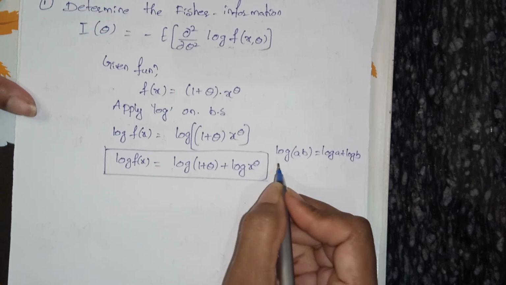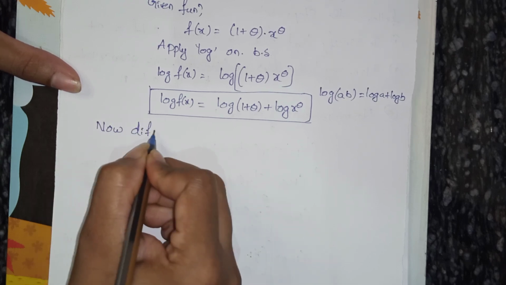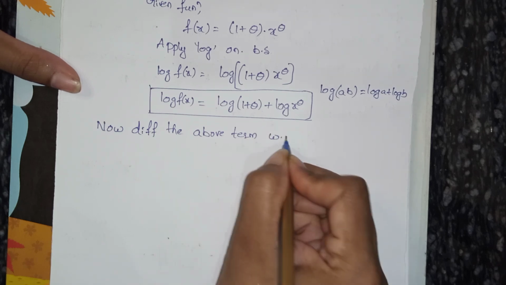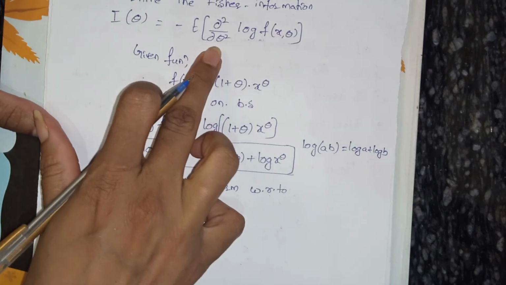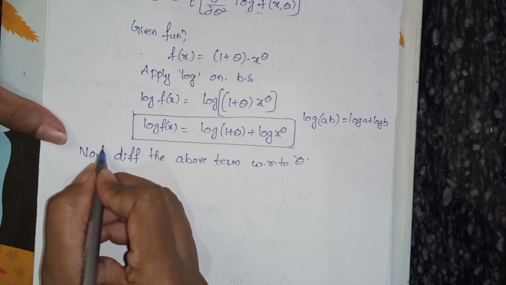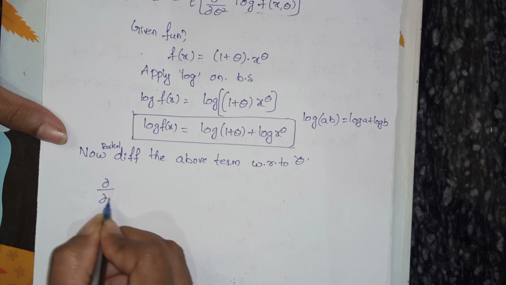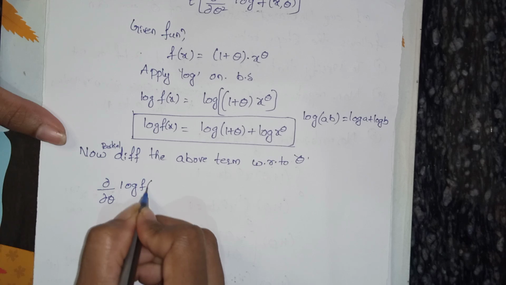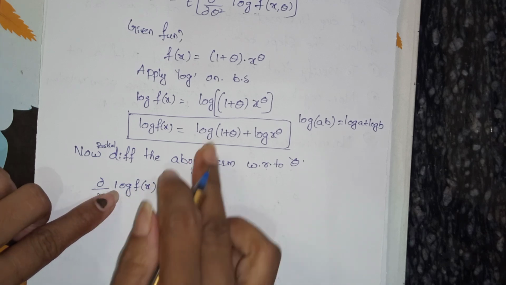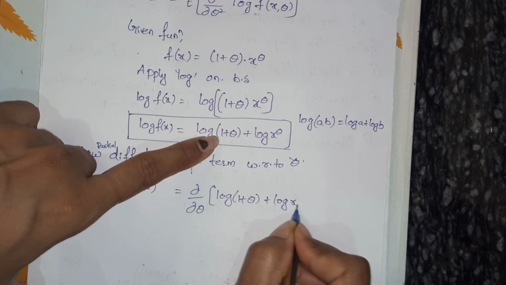So now what we have to do is differentiate this one. Differentiate the above term with respect to theta, since here we want theta. That is partial differentiation. So dou by dou theta of log of f of x equals dou by dou theta of log 1 plus theta plus log of x to the power of theta.